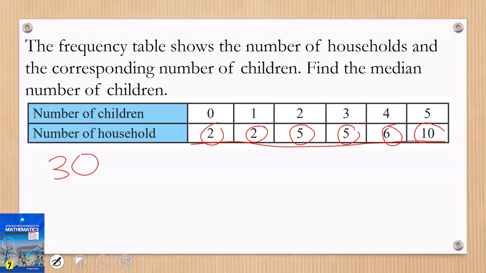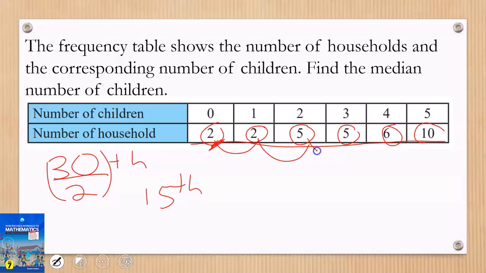And 30 is even, so I just divide by 2, and that will give me my position, which is the 15th position. So here my median will be on the 15th position. I'll start adding from here: 2 plus 2, 4, plus 5, 9, plus 5 again will give me 14. I've not gotten there yet. 14 plus 6 is now 20. So it means that my 15th position is here. So the median mark is going to be 4. So the median number of children is 4.